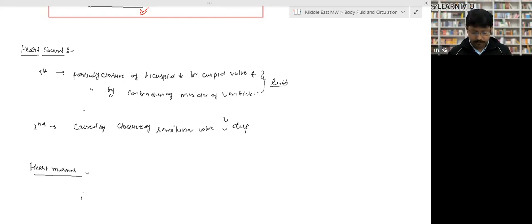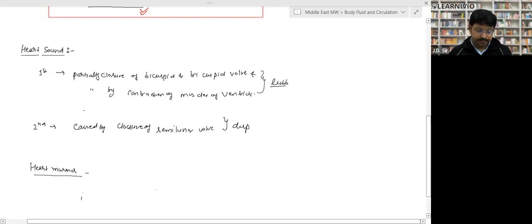When semilunar valves are injured, then a hissing noise, lub hiss, is heard in place of the second sound. This is called heart murmur.